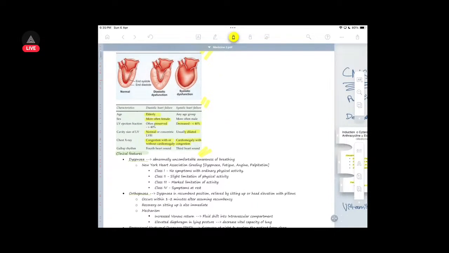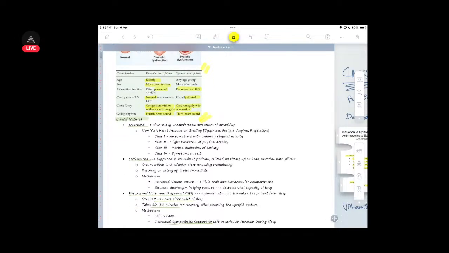Okay, then gallop rhythm: this of course is the fourth heart sound in diastolic, and the third heart sound in systolic.